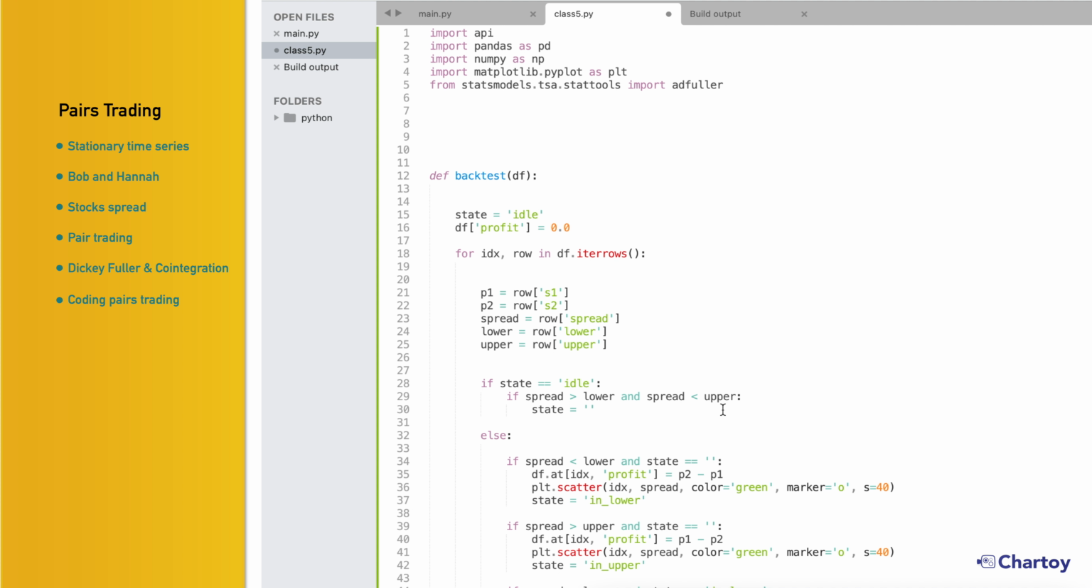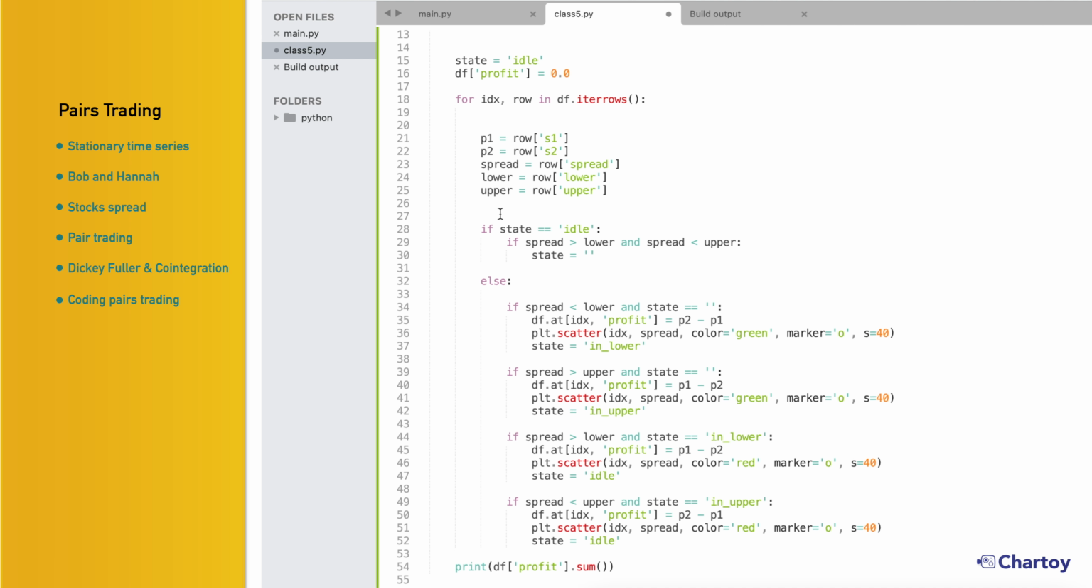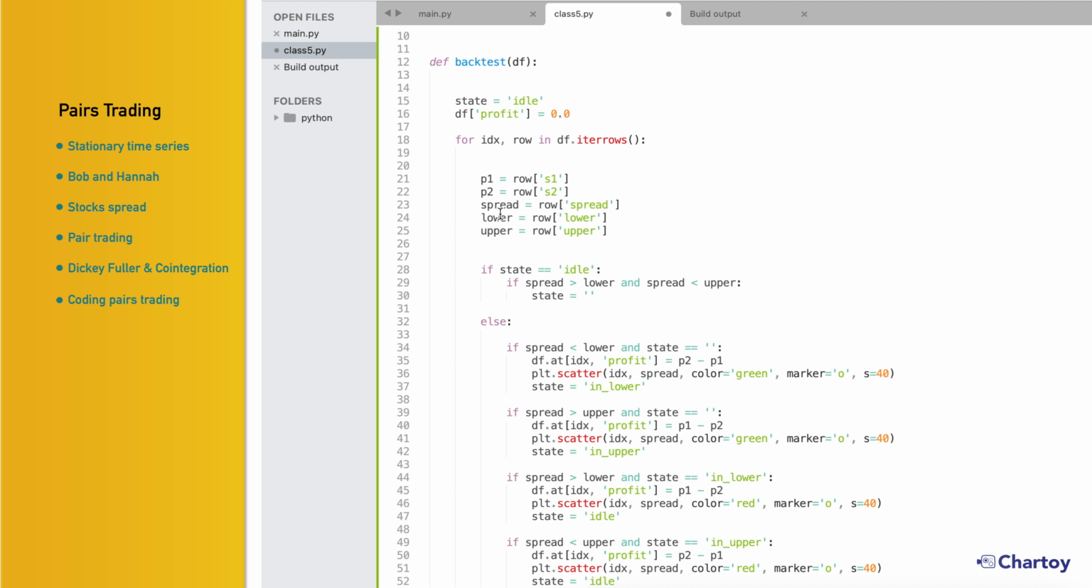So this is the backtest function. It gets the data frame that we just showed. As you can see, it's not very big. So it gets the data frame with the spread and the bands, and we have a state machine here. So the first state is idle, and then we create a new column called profit, which is 0 now, and we are going to iterate each row of this data frame. Of course, there's other more efficient way to do it, but this is more clear.